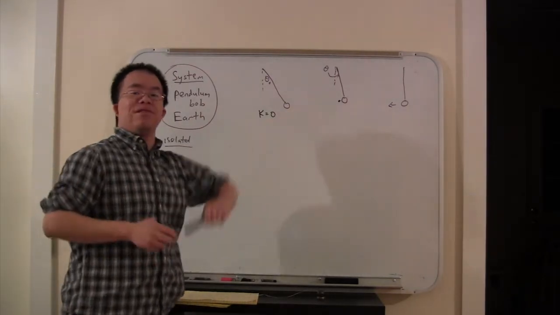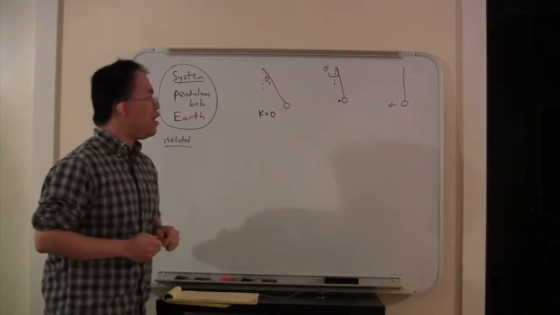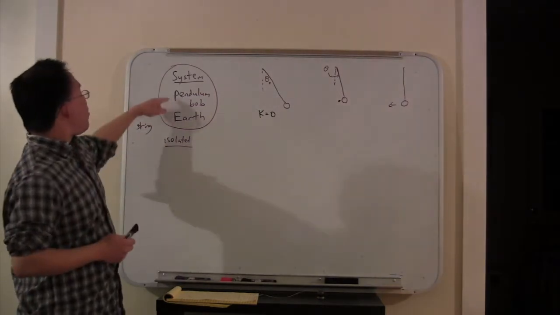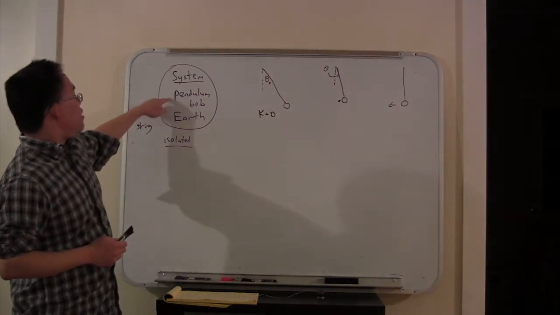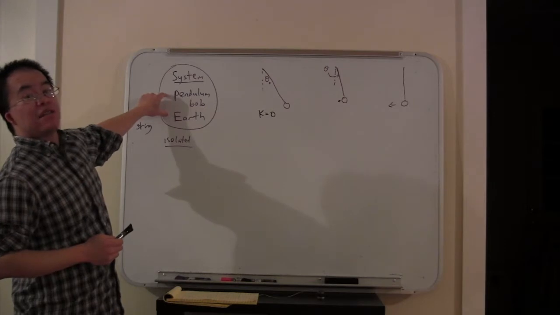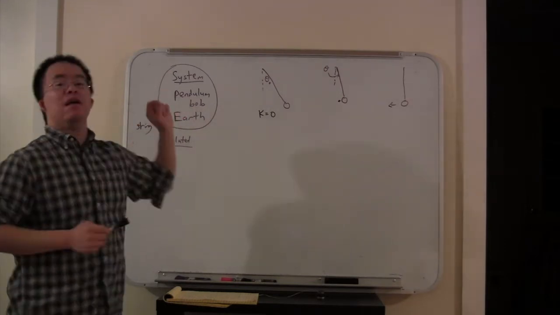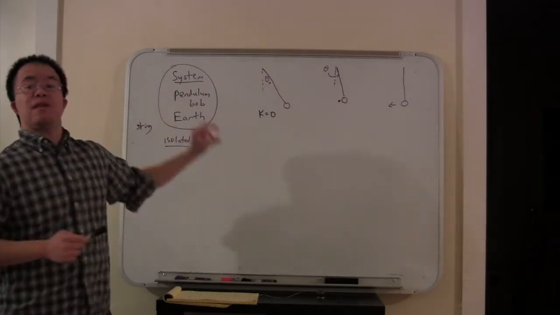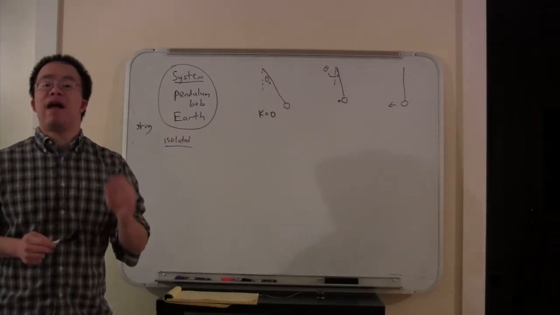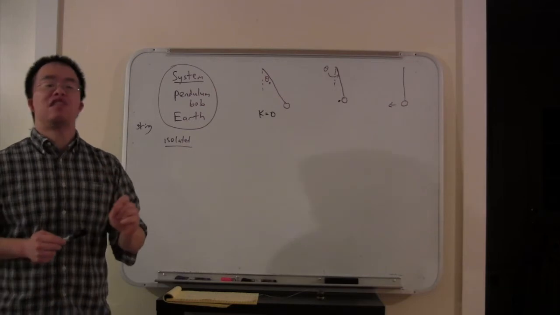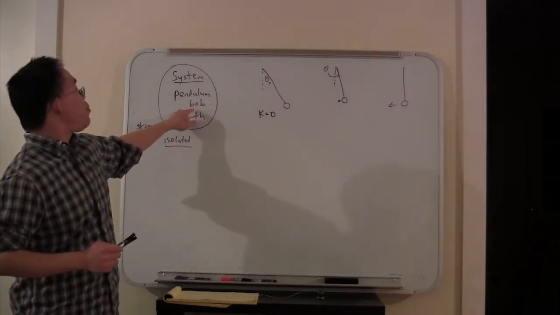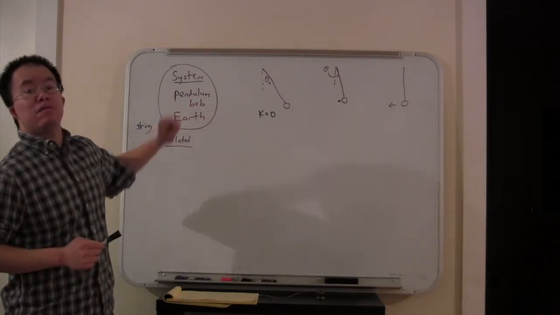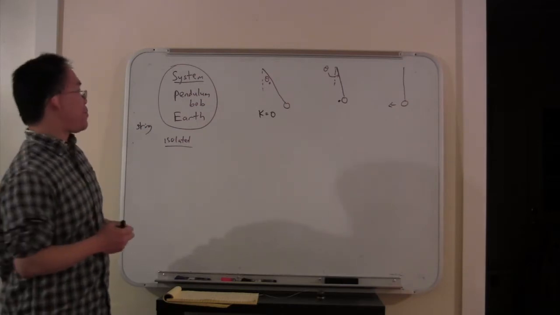So we drew a little velocity arrow there. The other kind of energy we want to think about is the fact that there's a gravitational interaction between the pendulum bob and the Earth. They're both in the system, so that means there's a gravitational potential energy associated with the interaction between these two things in my system.